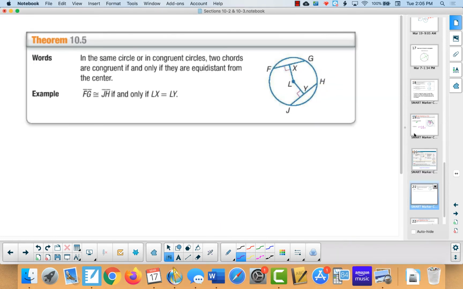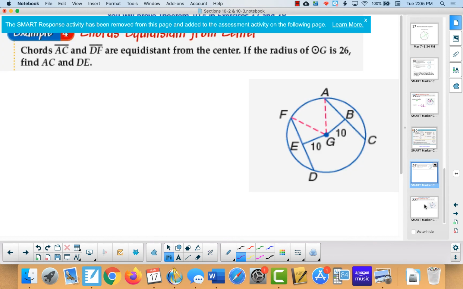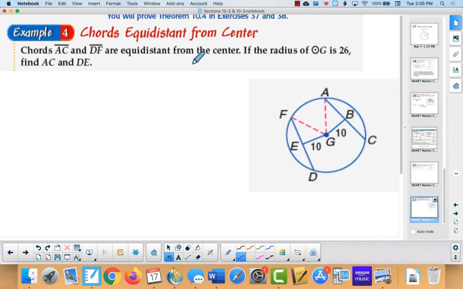So that's what this theorem here is saying. So when they tell us that AC and DF are equidistant from the center, right away we can conclude that chords DF and AC are congruent to each other. Once again, these segments won't be drawn in for you, but recognize that AG and GF are radii. And so we're trying to find AC.